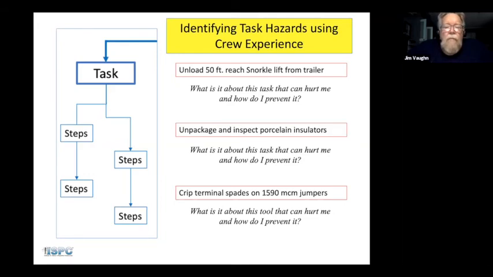Unpackaging and inspecting porcelain insulators. What is it about that task that can hurt me? I can get cut by broken porcelain. Look for broken porcelain. Avoid it. Put tape over it. We have a discussion for people that don't get it.